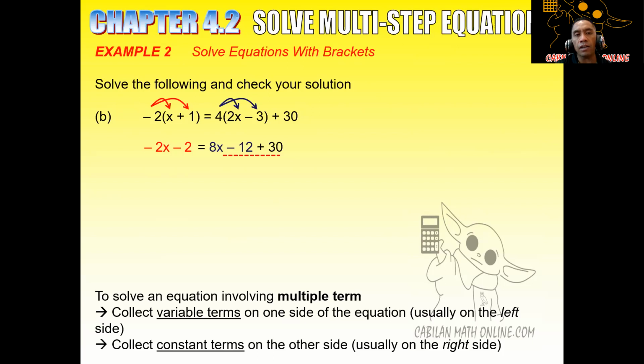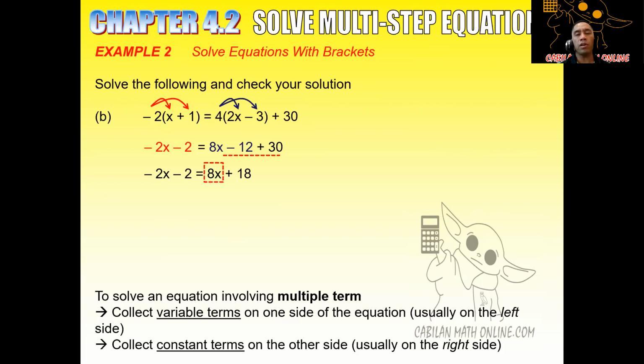If you take a look at the negative 12 and the 30 on the right side, we're just going to add those together. So negative 12 plus 30 will give me plus 18. Now from here, we have an x on both sides of the equal sign as well as a number. So let's take care of the x's first.